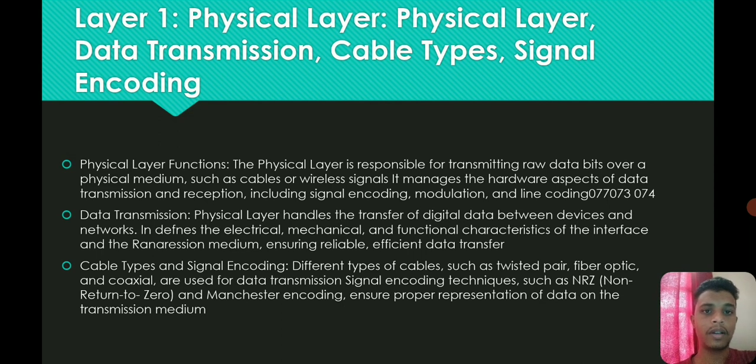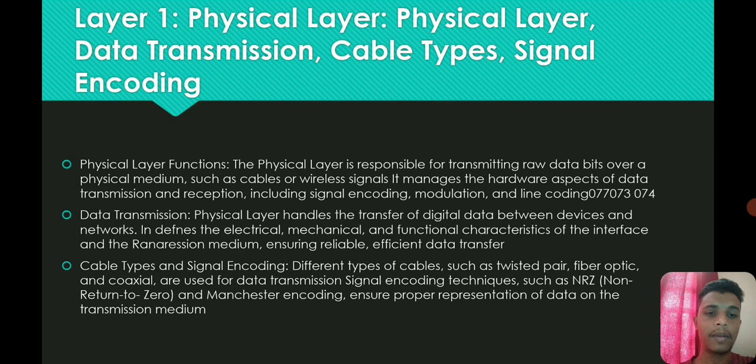The second one, data transmission. The physical layer handles the transfer of digital data between devices and networks. It defines the electrical, mechanical, and functional characteristics of the interface and the transmission medium, ensuring reliable, efficient data transfer.